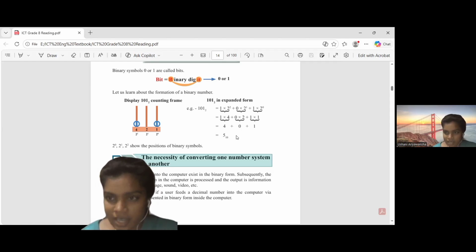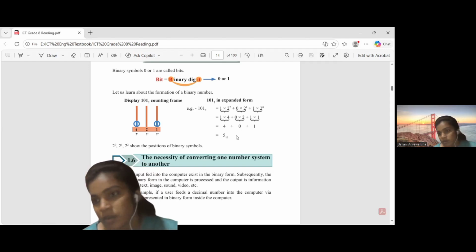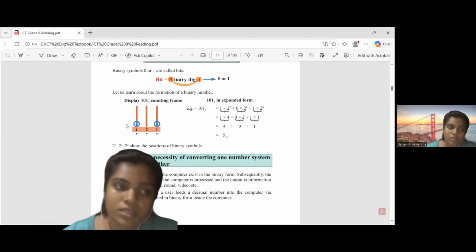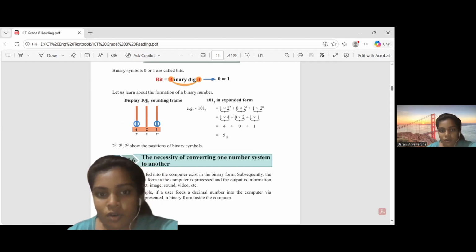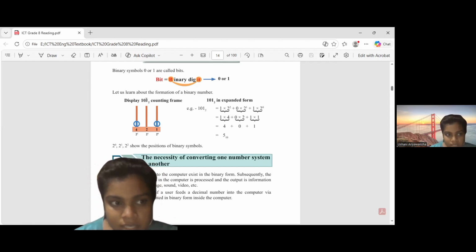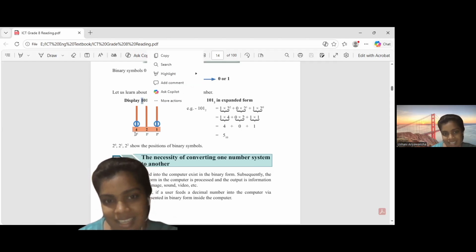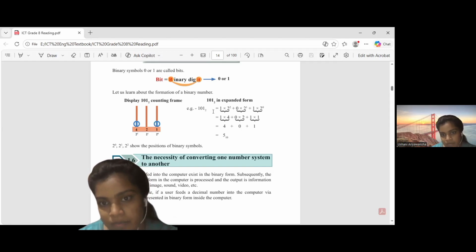Simply, just like decimal uses powers of 10, binary uses powers of 2, right? So, let's look at the number 101 base 2. Here, 1 is in 2 to the power 0's place. 0 is in 2 to the power 1's place. And this 1 is in 2 to the power 2's place, right?